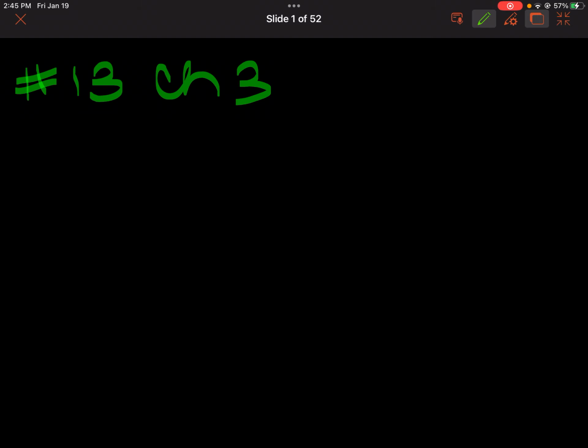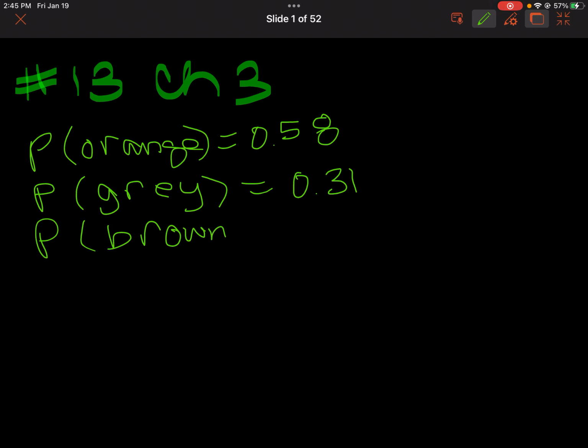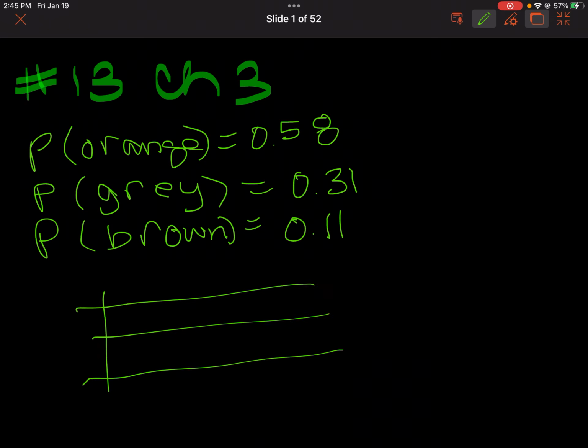So my example says the probability that an animal will have orange fur is 0.58. So probability of orange is 0.58. And then it says probability of gray is 0.31. And that the probability of brown is 0.11. So what I do is think of it as a chart.